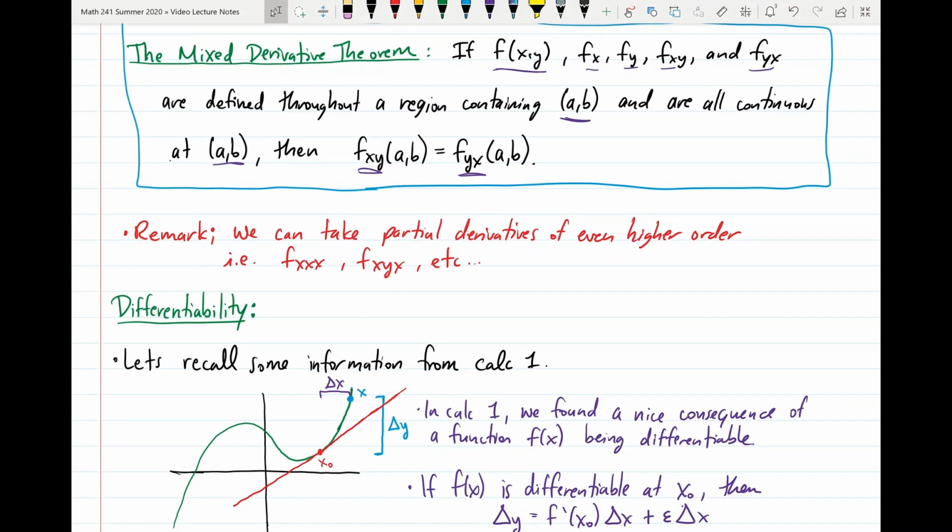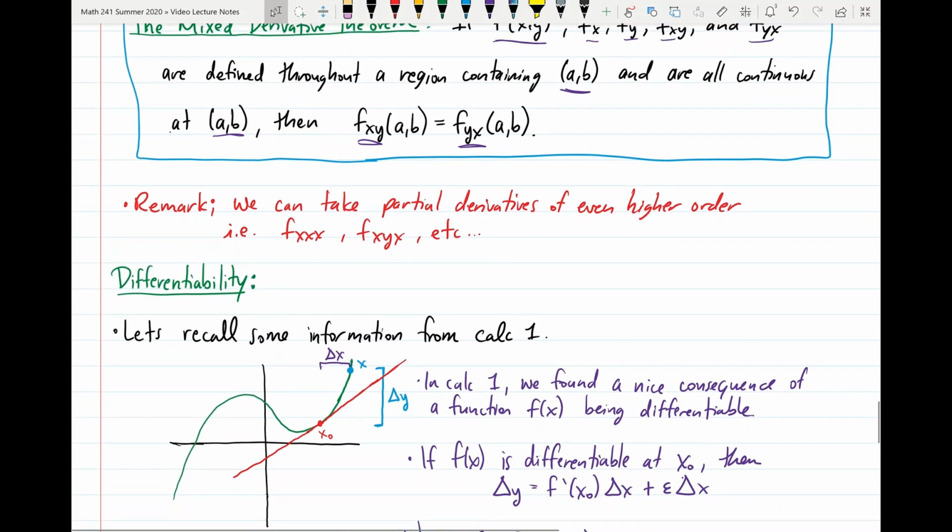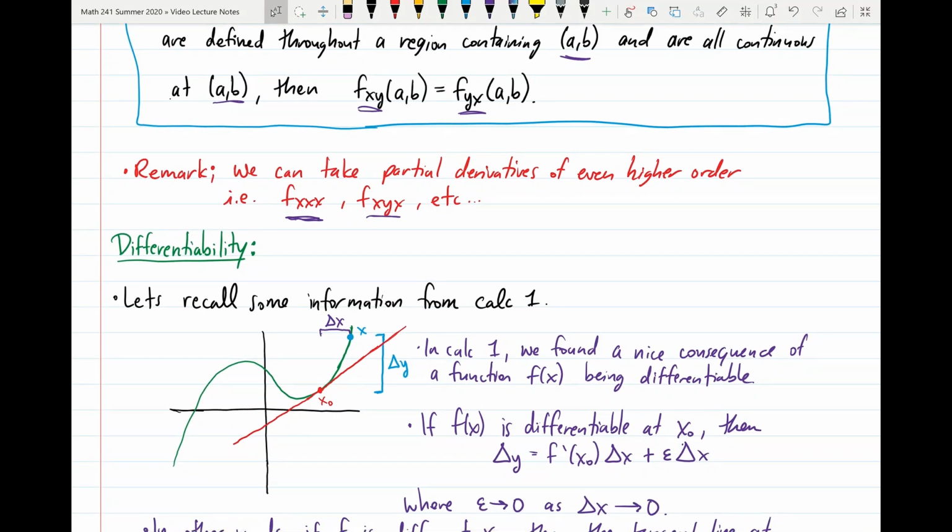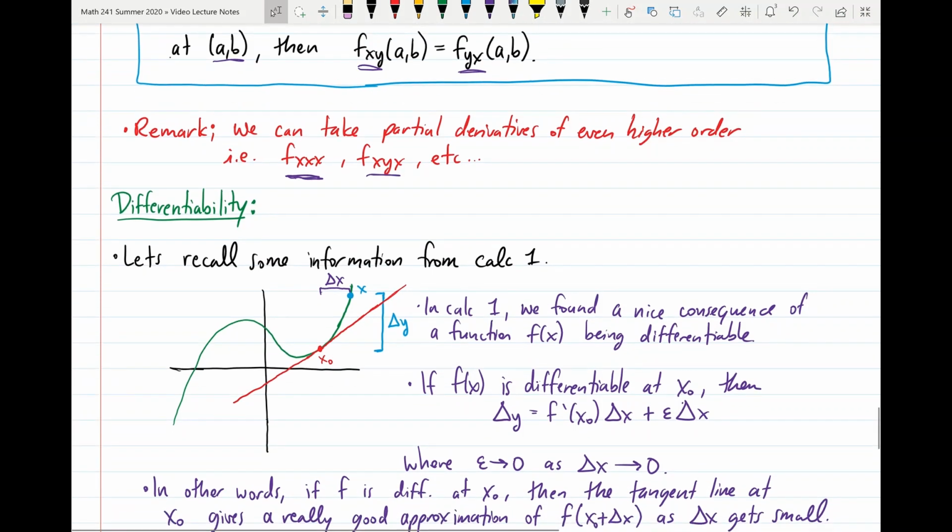And here's just a quick remark. We can take partial derivatives of even higher order than the second order partial derivatives. You just keep taking partial derivatives of the resulting function with respect to x or y. So here's some examples. You could take the partial derivative with respect to x 3 times, or the partial derivative with respect to x and then y and then x, etc. And there would be 8 different options here if we're taking 3 partial derivatives in a row.